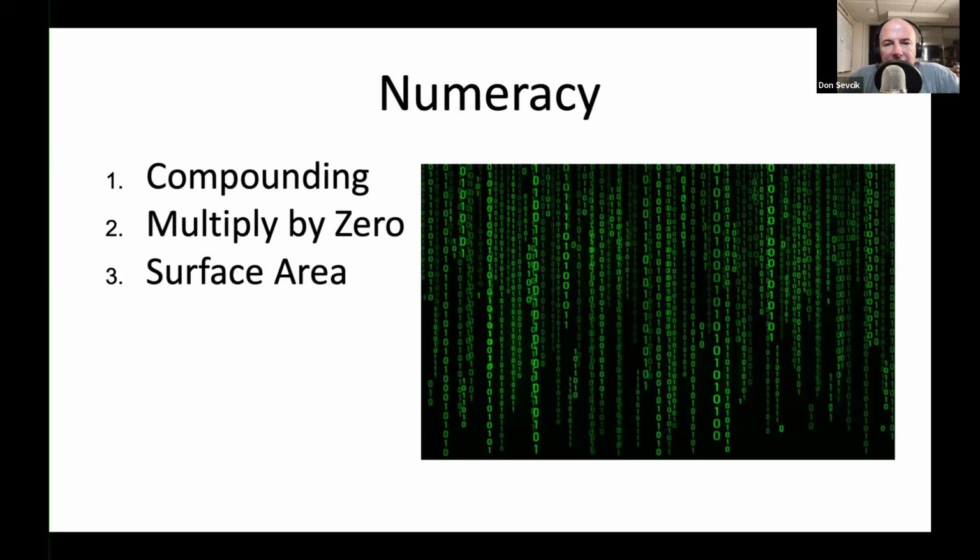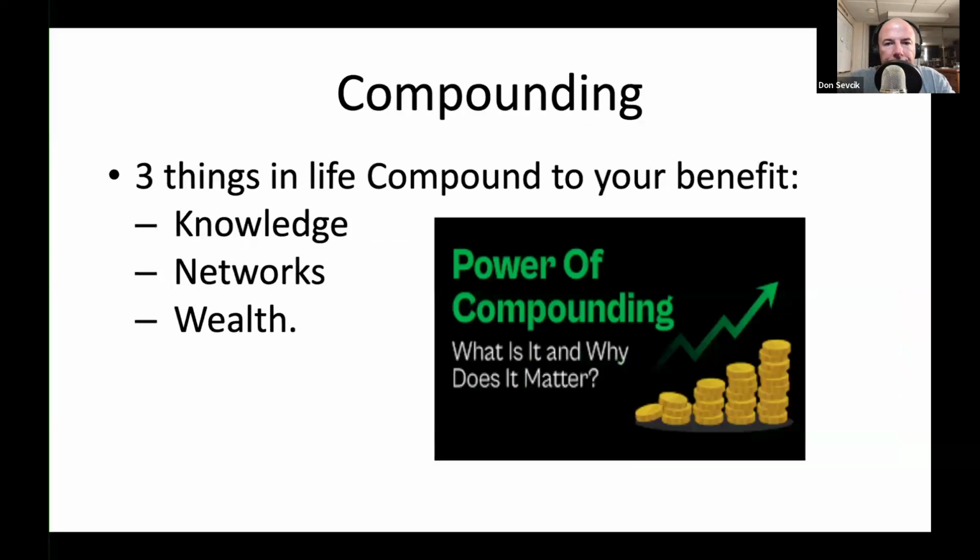Now, the second classification of mental models that I want to present today has to do with numeracy, or numbers, which we all deal with. And the three mental models I want to cover under numeracy are compounding, multiplying by zero, and surface area.